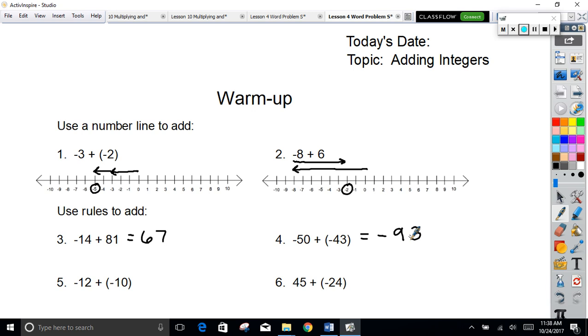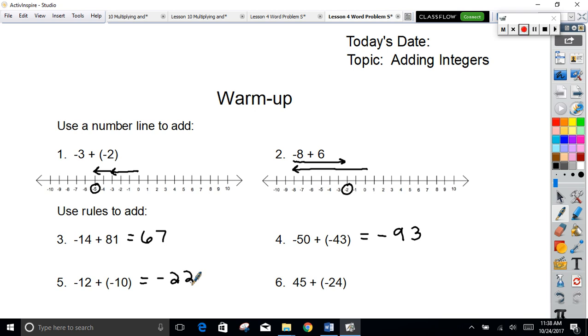Okay. Next problem, Hunter. Number 5. I got -22. Good. -22 is correct. Again, in this case, we have the same signs, so we add and keep. We're going to -12 on the number line. We're going another 10, so we're adding on 10 to end up at -22.